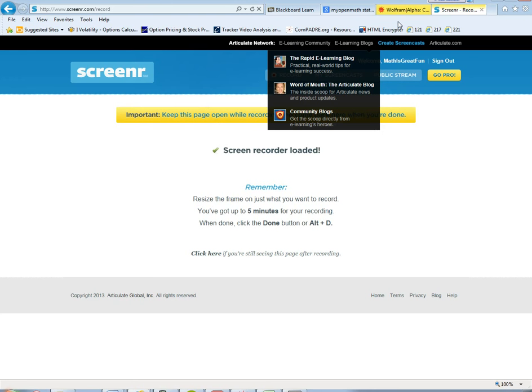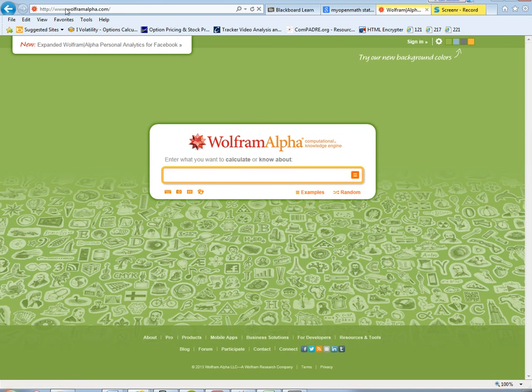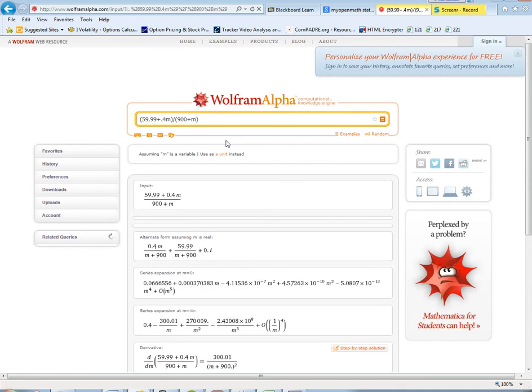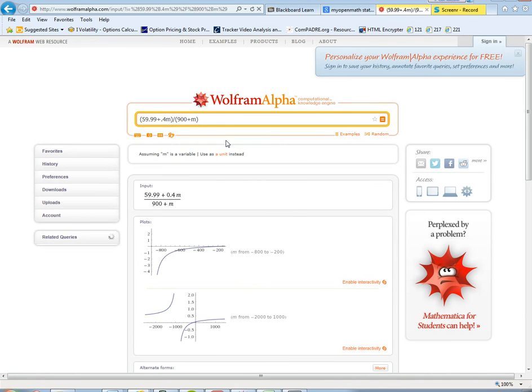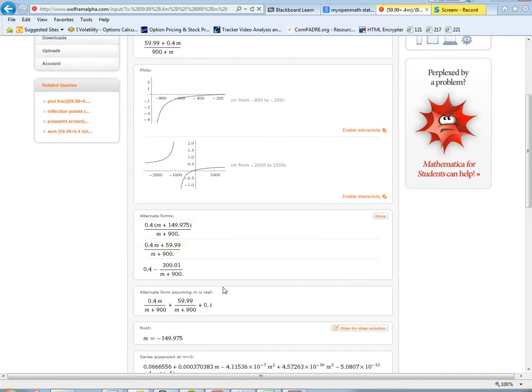I'm going to do this in a website called wolframalpha.com, and so what I will do is just enter in parentheses these two equations. So I'll do 59.99 plus 0.4 m, and then I'll divide that by 900 plus m. So there is my equation, and I will just hit enter and see what Wolfram Alpha produces. This is a really powerful engine that will show us things graphically, and it shows us one graph, but we're not really satisfied with that.